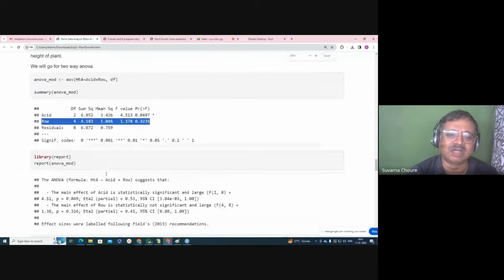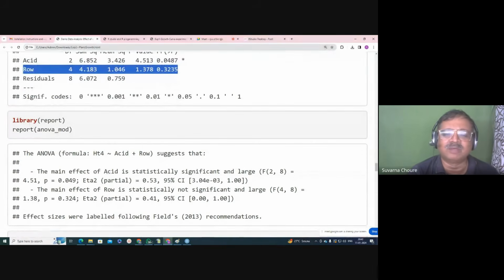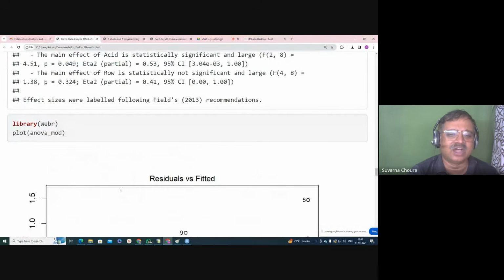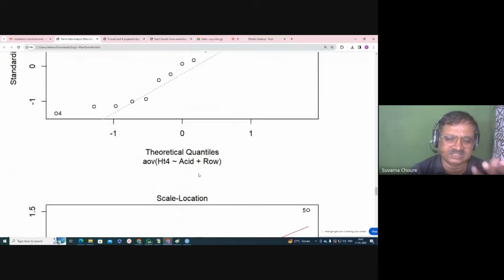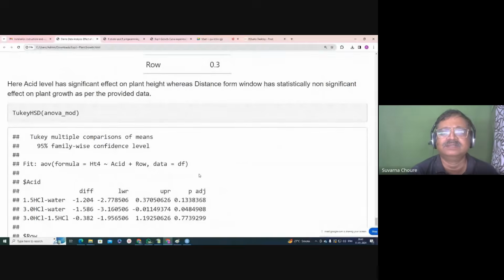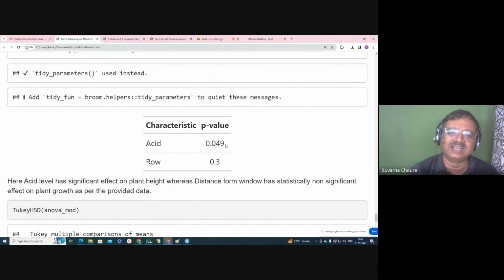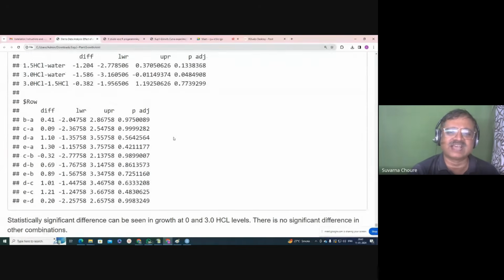And this is the description of ANOVA. The main effect of acid is statistically significant and large. The main effect of row is statistically not significant. All this is about the quality of that fit. That summary is there, with the p-value. For acid, significance is there. For row, not significant. Pairwise differences are also there.